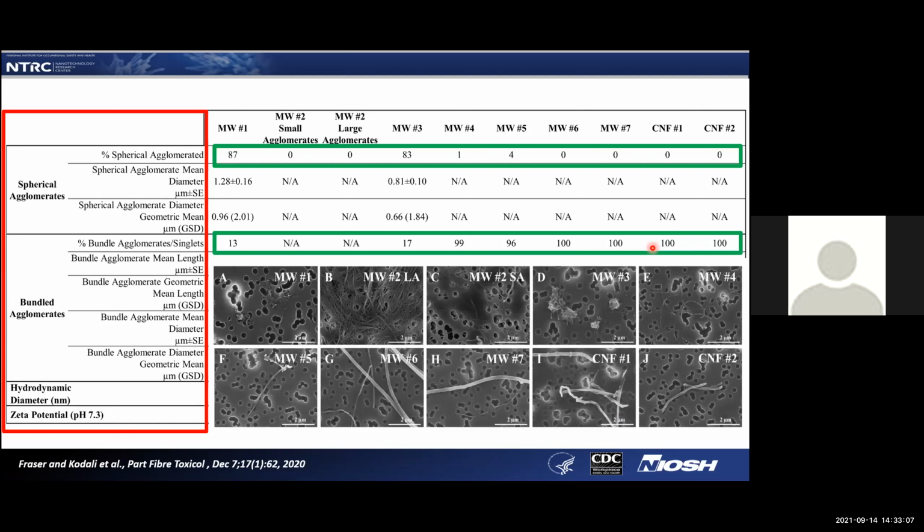So when we did this exercise, we had to come up with a matrix and define an exposure parameter. We used the cutoff that was used in the field, whether or not we exceeded a 3-to-1 length to diameter ratio. And we found for these smaller multi-wall materials that the majority fit into a spherical agglomerate category. But when we got to multi-wall number 4, there was a very abrupt shift to elongated bundles that exceeded our spherical agglomerate dimensions. So all of these materials proceeding to the right here were all in elongated bundled agglomerates.